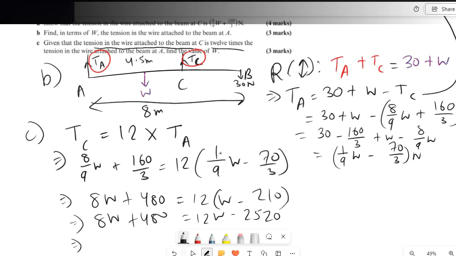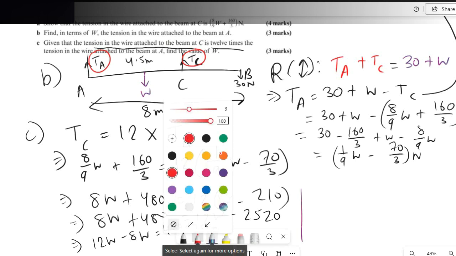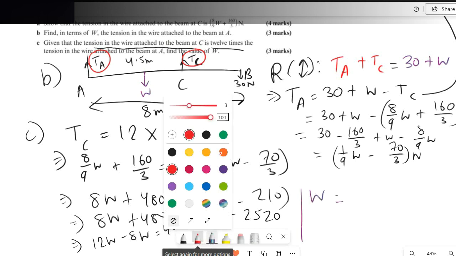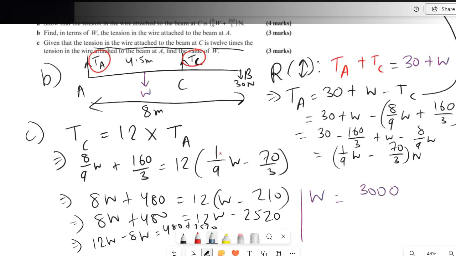So we can further simplify and collect the terms on one side to say 12W minus 8W is equal to 480 plus 2520. Therefore, the value of W is simply going to be 3000 divided by 4, which is 750. And this is the value of W.